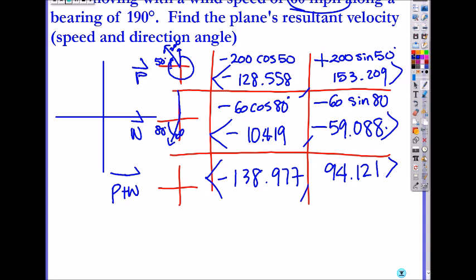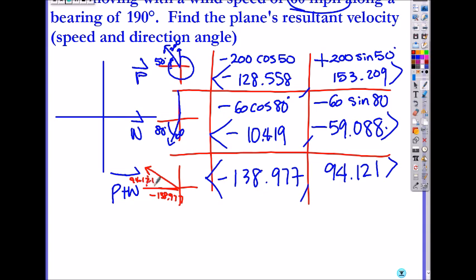Right now, it's going to tell you the quadrant. You can easily find its magnitude. And by knowing where it goes, so always graph it, you can find its direction angle. So first draw it. So here's negative 138 and 94, so it will be somewhere here, right? This is negative 138.977. Your y is 94.121. So what is easier to find?